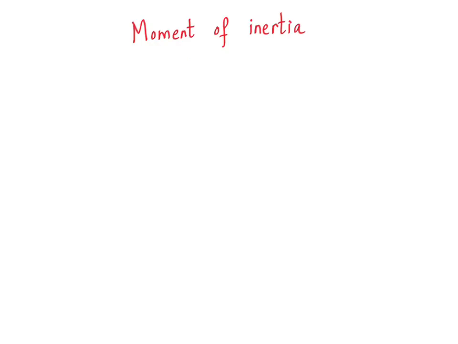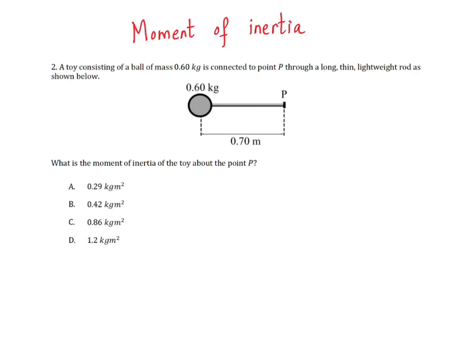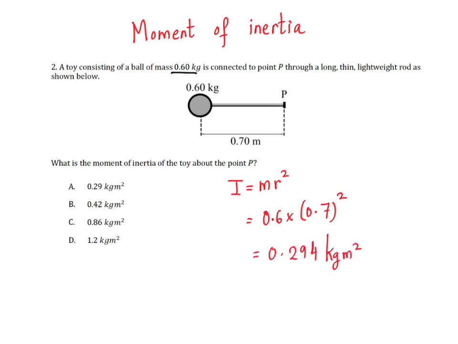Next, let's look at the calculation for moment of inertia. Moment of inertia we want to find for a toy which is at a distance of 0.7 meter from P. We have the formula for moment of inertia, m r square. M is given to us as 0.6 kg, which we can see here, times 0.7 square. The answer is 0.294, and don't forget the unit, which is kg meter square.